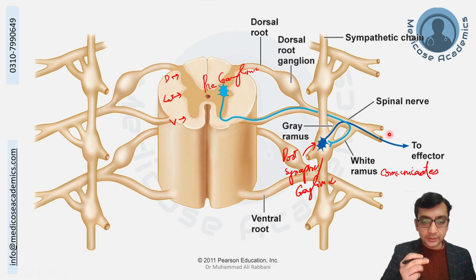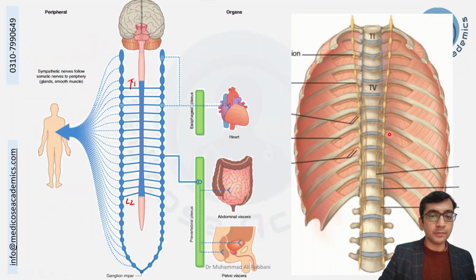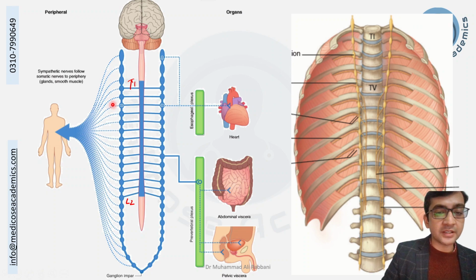But in actual, the story is a little more complex. There are other levels. Why does the story need to be complex? Because this story is very simple. As we saw, it starts from T3, goes to the third thoracic ganglion and moves to the third thoracic spinal nerve. This story is very simple.